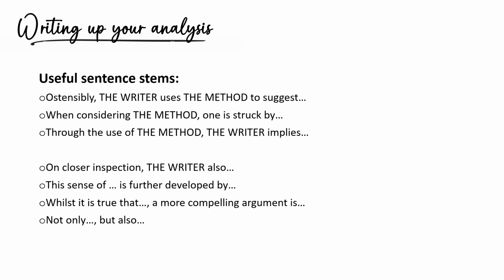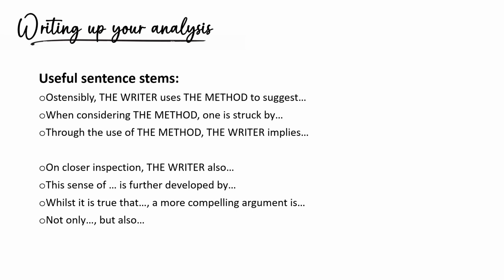So first one then, outside of the text and looking at the surface level, ostensibly. So on the surface, the writer, so Shakespeare, uses the method, uses imagery to suggest. When considering personification, one is struck by. Through the use of the simile, whatever it is, Shakespeare implies. So all of those are forcing you to name your subject terms and to make it really clear to the examiner that you're looking at methods.